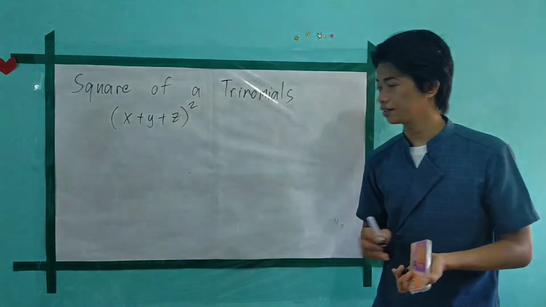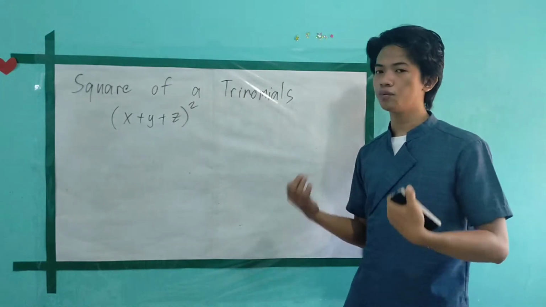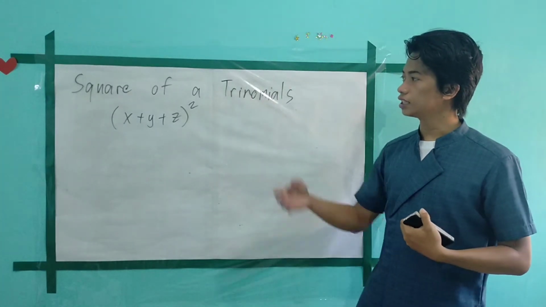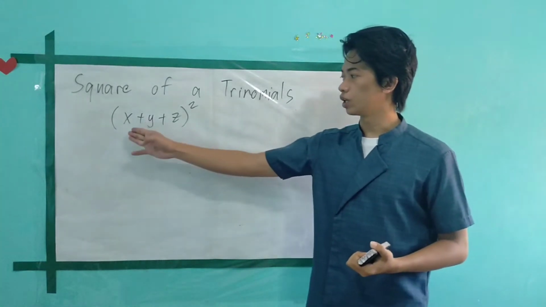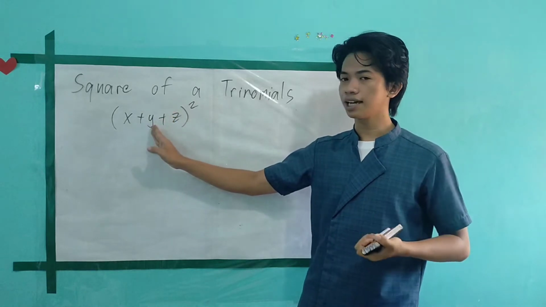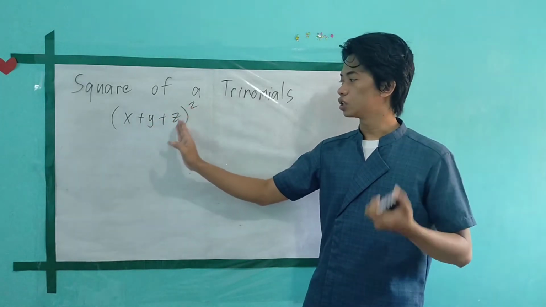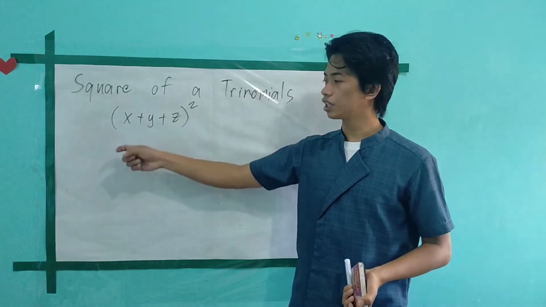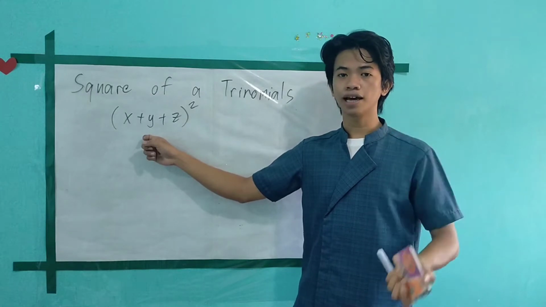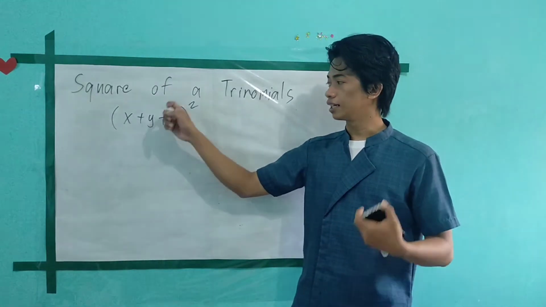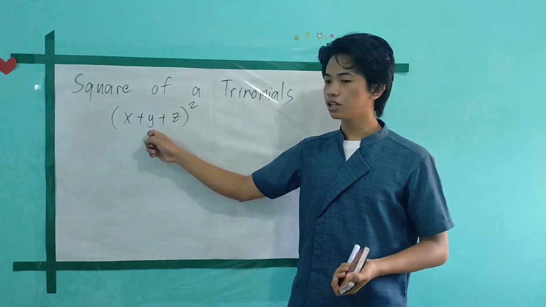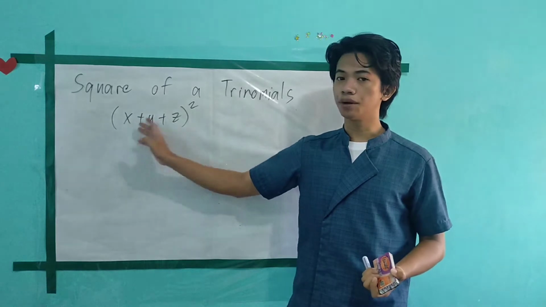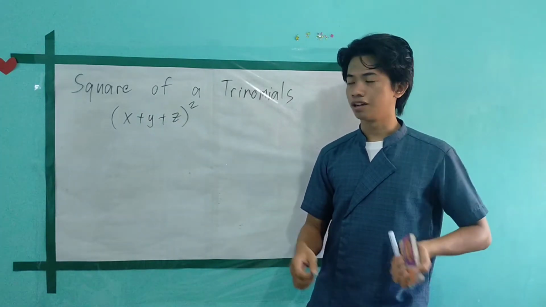Since we are in special products, there is another technique for the square of a trinomial instead of using the FOIL method. Let's proceed to a shortcut in getting the square of a trinomial. The technique is: square the first term, next square the second term, then square the third term. Then get the product of the first term and the second term, and multiply it by 2. Another, get the product of the second term and the third term, then multiply it again by 2. Lastly, the product of the first term and the third term, then multiply it by 2. So let's write it on our board.